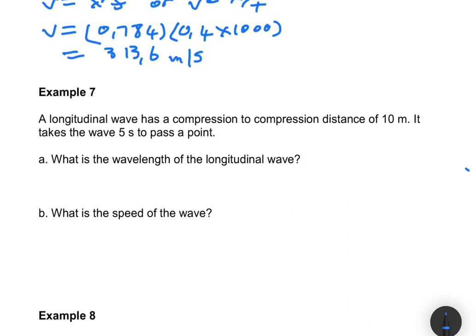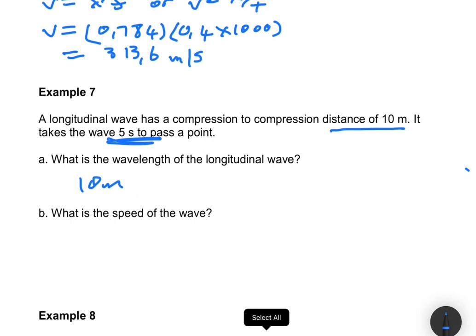Example 7 is saying that a longitudinal wave has a compression to compression distance of 10 meters. So this is a wavelength of 10 meters, compression to compression. It takes the wave 5 seconds to pass a point. So that is the period. So we have a wavelength and the period. The first question says, what is the wavelength of the longitudinal wave? Like we have already said, 10 meters.